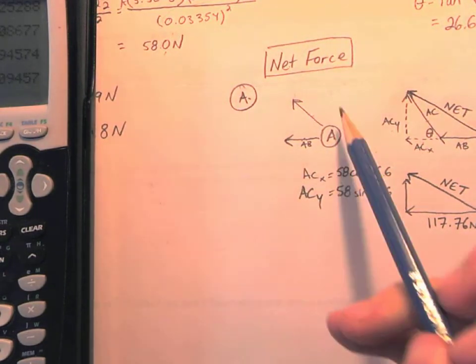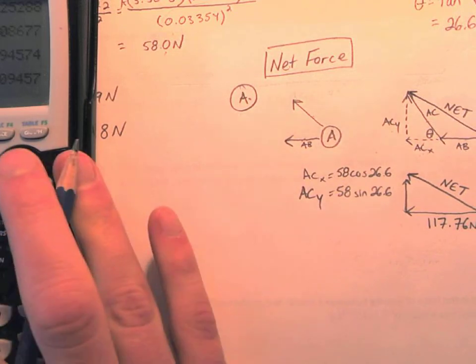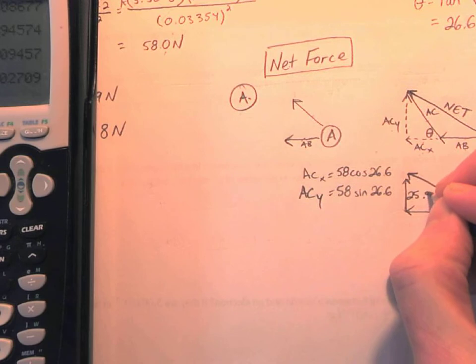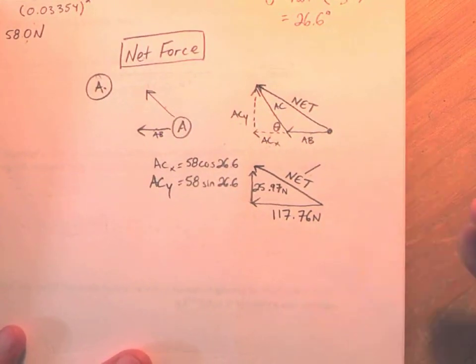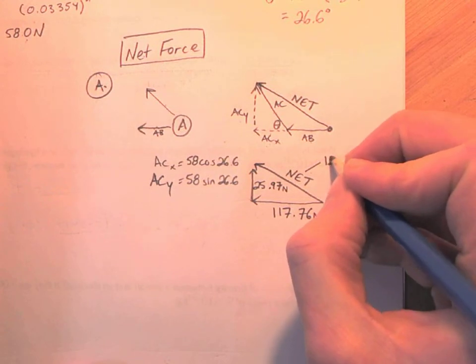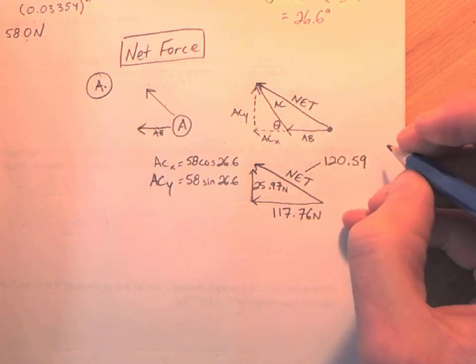And then for the y, which is this part, it's 58 sine 26.6. We get 25.97 newtons. So overall net, we can use Pythagoras. So it's going to be the square root of our answer squared plus 117.76 squared. And we get 120.59 newtons.